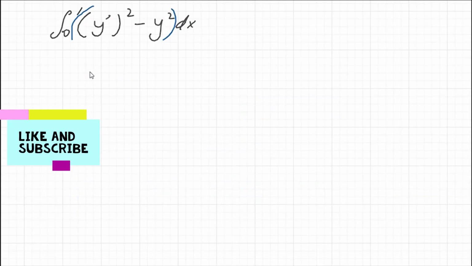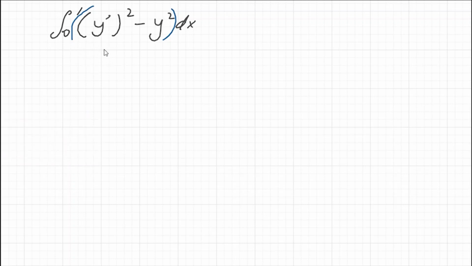Okay, so our problem is in fact equivalent to showing that this integral here is at least 0. So this is the integral from 0 to 1 again of y prime squared minus y squared. So we've just brought everything to one side. So we want to prove that this integral here is at least 0. So this is what we want to prove.